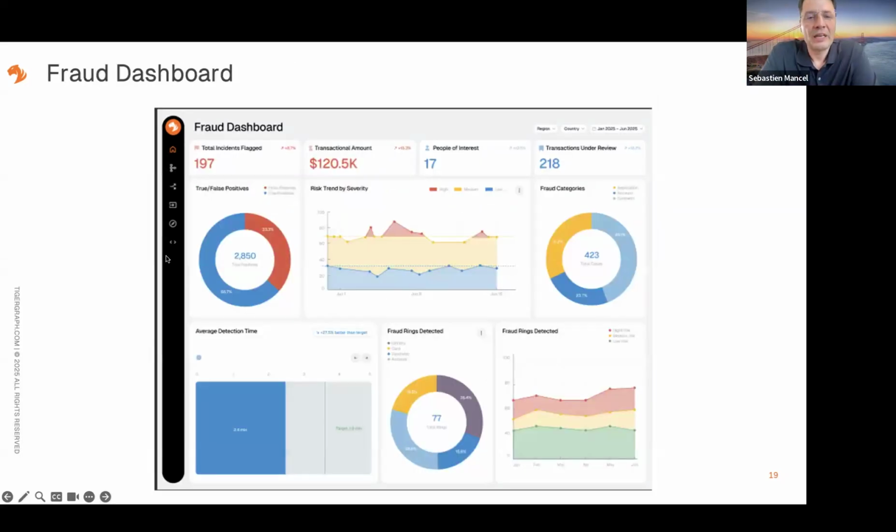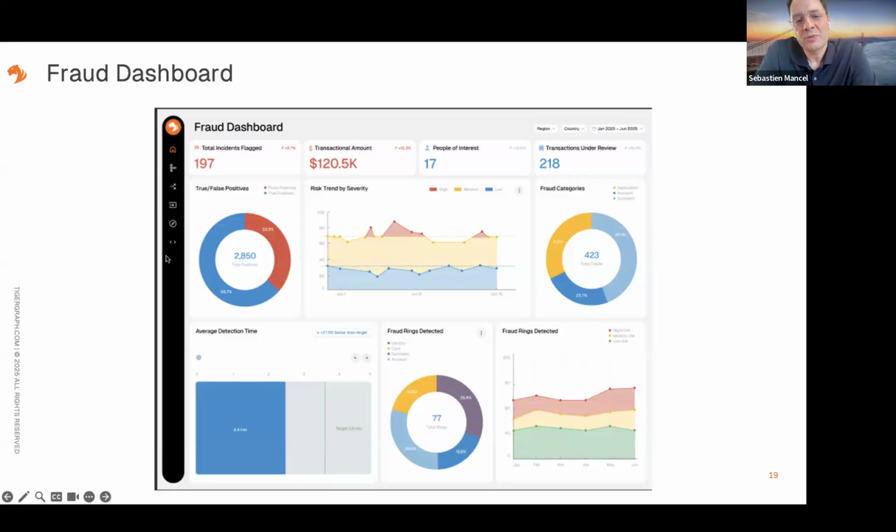Okay, so in this example, this is more of a fraud-focused dashboard powered by TigerGraph. The goal isn't just, again, to flag suspicious transactions. It's to provide actionable insights that fraud teams can act on quickly. At the top, you see the key KPIs: the number of incidents flagged, total transactional amount at risk, people of interest identified, and transactions currently under review. Now, these metrics give leaders a clear view of exposure and scale.